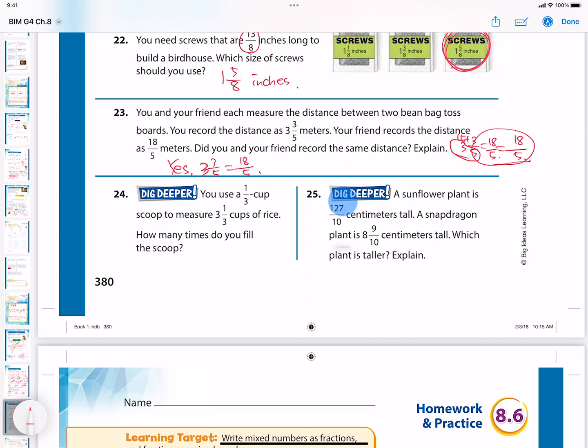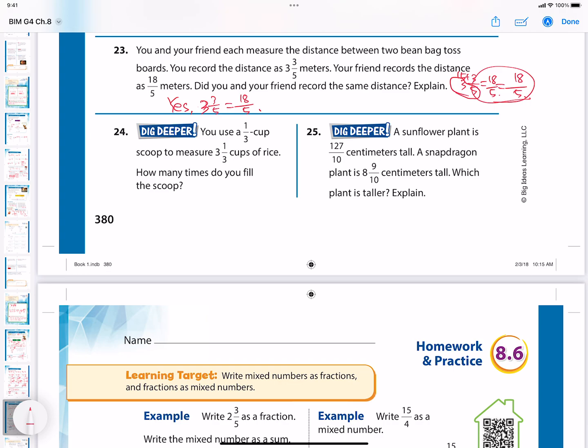Okay. 24. You use a 1/3 cup scoop to measure 3 and 1/3 cups of rice. How many times do you fill the scoop? Okay, so you have only a 1/3 cup scoop, but then you need to put this 3 and 1/3 cups of rice. That means you have to use 1/3 cup to put this rice into the rice cooker, I think, right? And this many times.